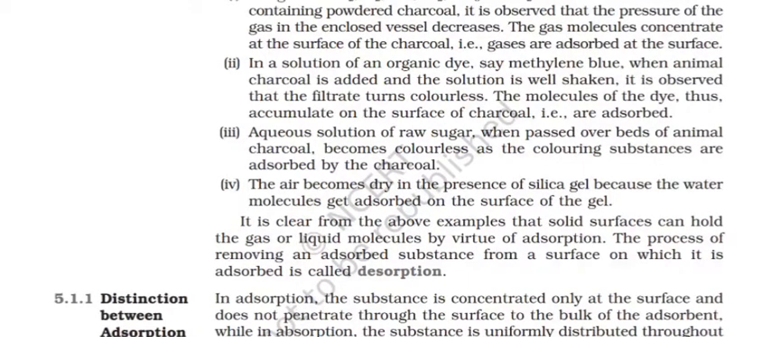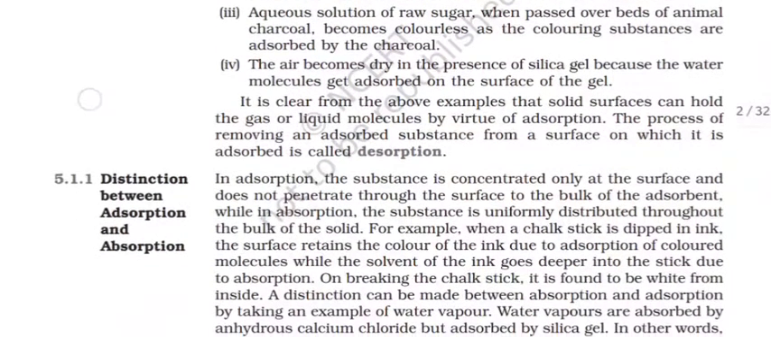Aqueous solution of raw sugar, when passed over beds of animal charcoal, becomes colorless as the coloring substances are adsorbed by charcoal. The air becomes dry in the presence of silica gel because the water molecules get adsorbed on the surface of the gel. It is clear from the above examples that solid surfaces can hold gas or liquid molecules by virtue of adsorption. The process of removing an adsorbed substance from a surface on which it is adsorbed is called desorption.